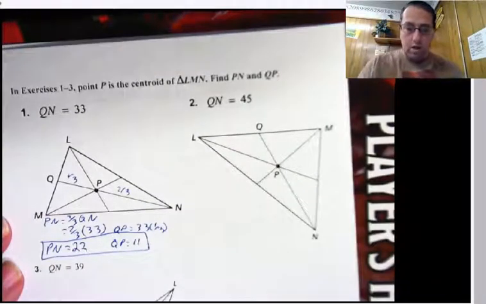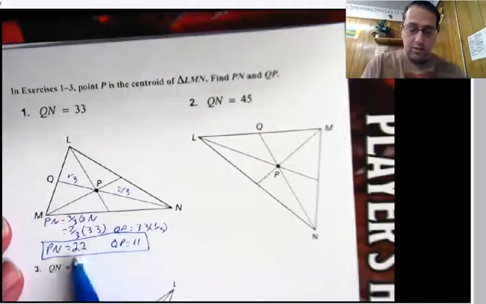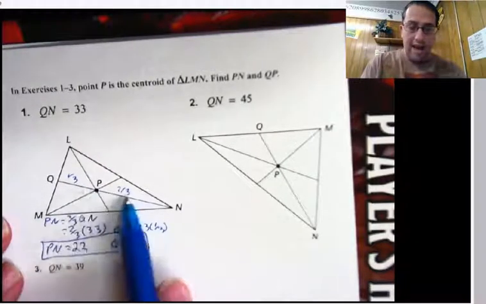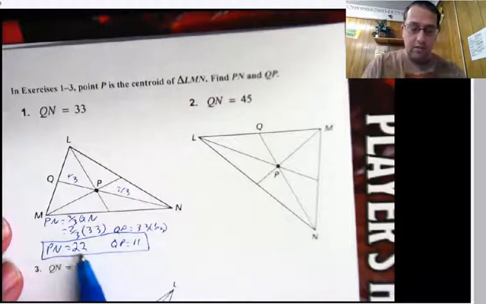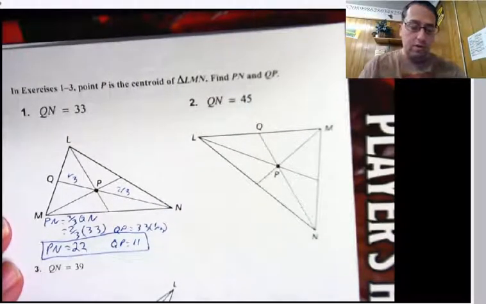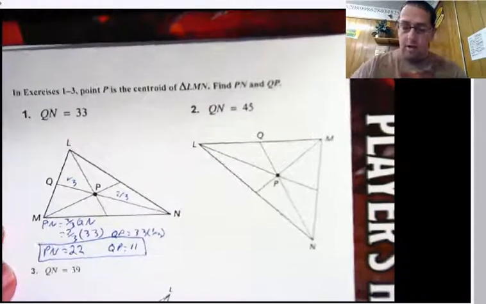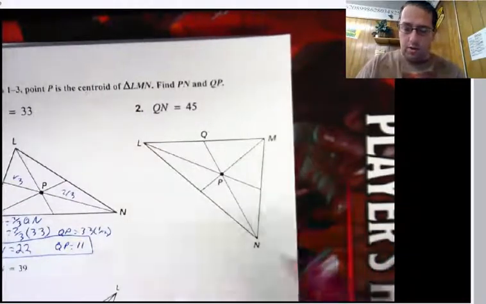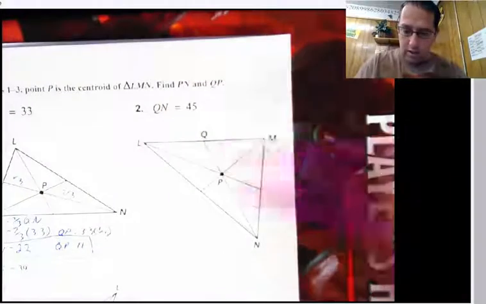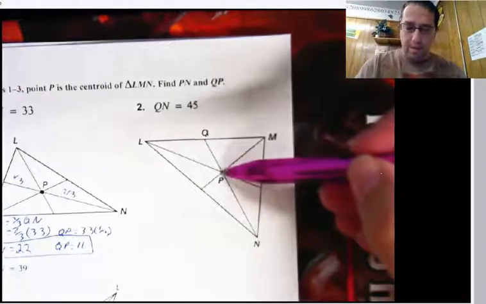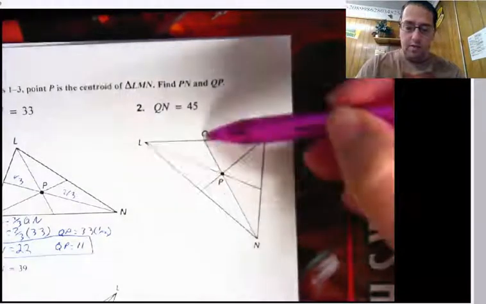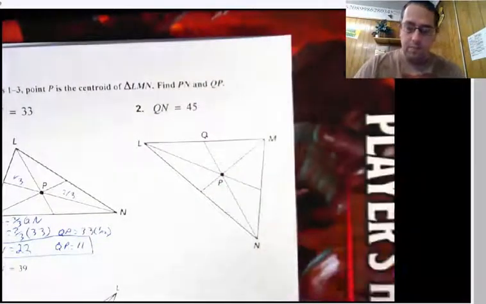Not bad. Also, another way we could have done this, as we said before, the midpoint side is half of the vertex side. So half of 22 is 11. Another way we could do it. All right. So let's take a look at number 2. Number 2, we have QN is 45. P is the midpoint. We want to find the length of PN. We want to find the length of QP.